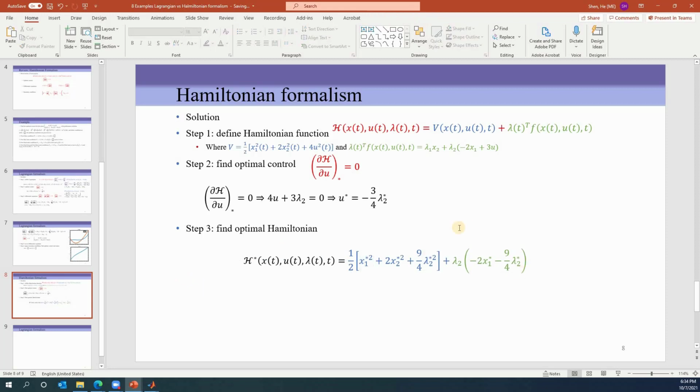So now we have to find this. The next step is to find the differential equations. The differential equations are the state equation and also the costate, lambda dot, right? The state equation, even if you don't solve this, we already know is related to the dynamics. That's our dynamics, but with u being replaced by negative 3 over 4 lambda 2. So let's get that.